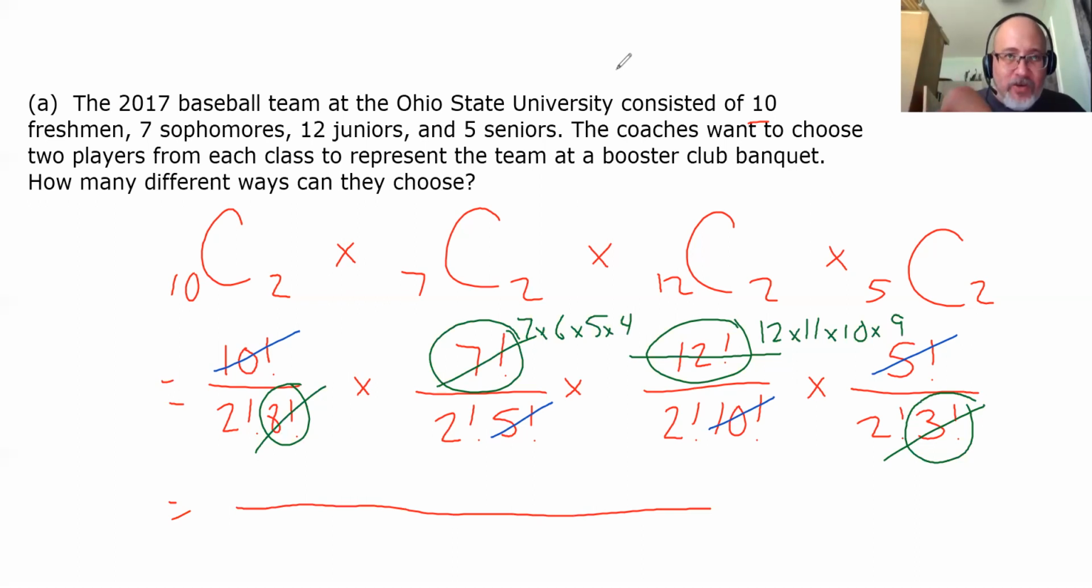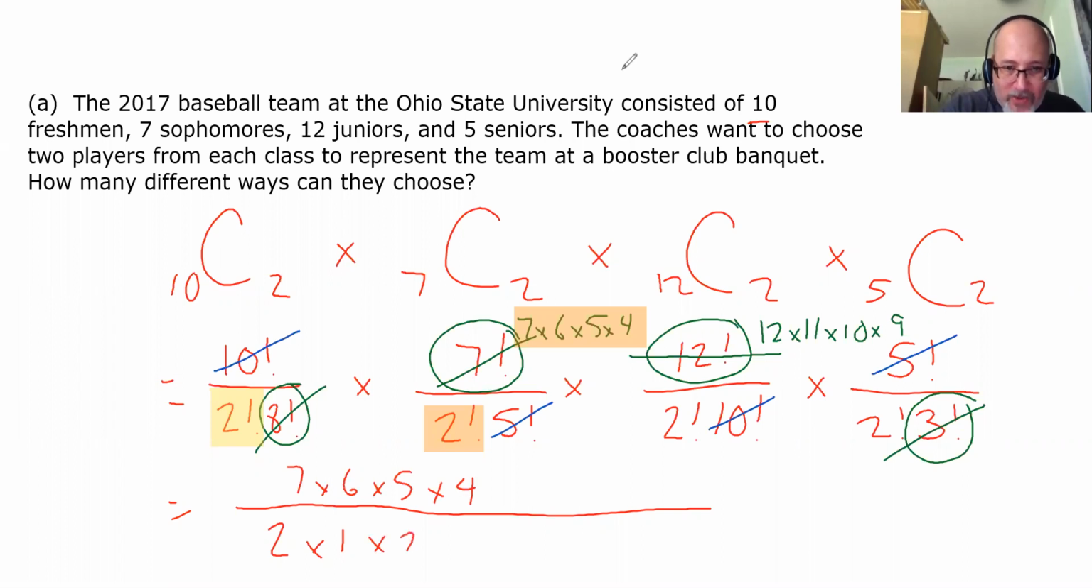In the first fraction, the only thing that's left is the 2 factorial, so we can spell that out as 2 times 1. In the second fraction, we have 7, 6, 5, 4 on top and 2 factorial. So let's spell out all those. We're in red here. 7, 6, 5, 4 and the 2 factorial from the second fraction.